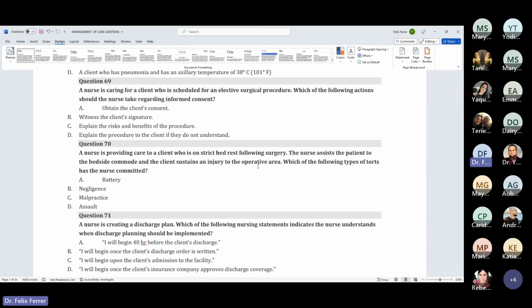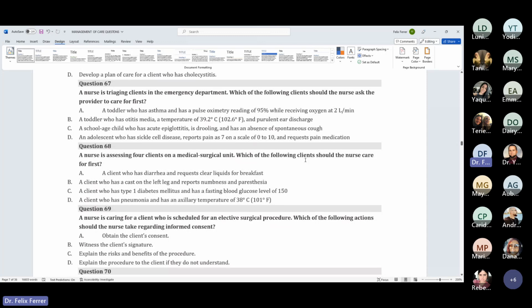The nurse is providing care to a client who is on strict bed rest following surgery. The nurse assists the patient to the bedside commode and the client sustains an injury to the operative area. It's battery? That's B, negligence, right? That is negligent: failure to provide the expected standard of care. It is negligence.